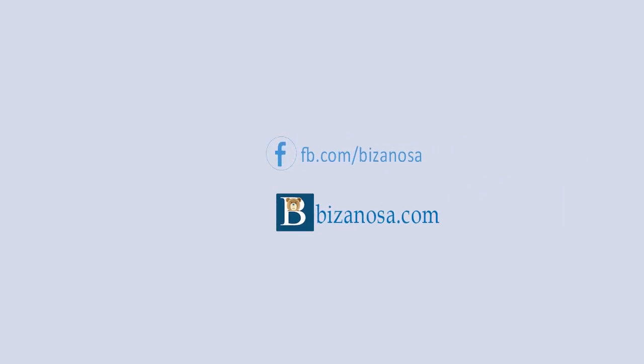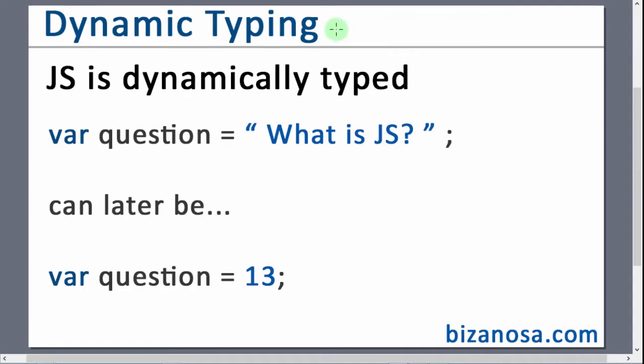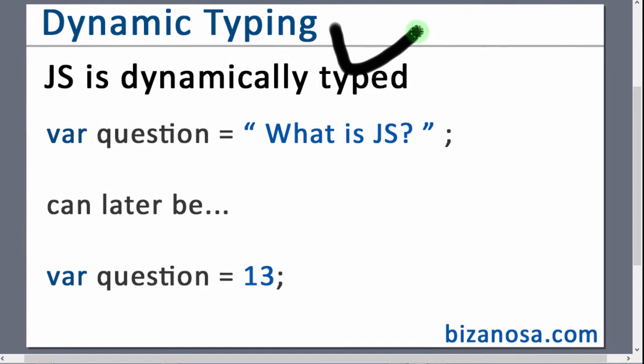Hi, and welcome back. So JavaScript is dynamically typed. This means that you can change the type of a variable in your code.